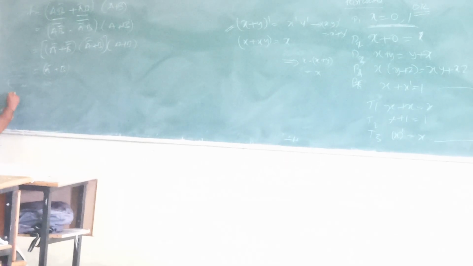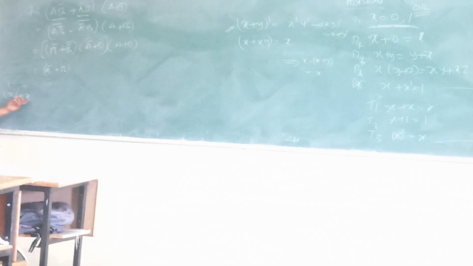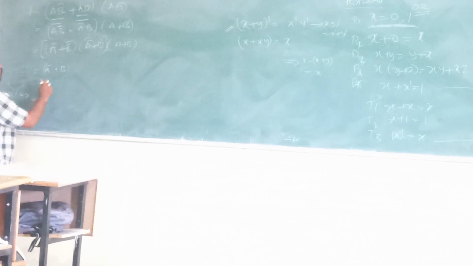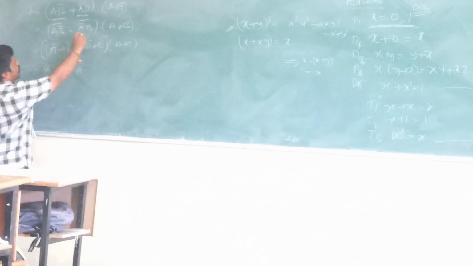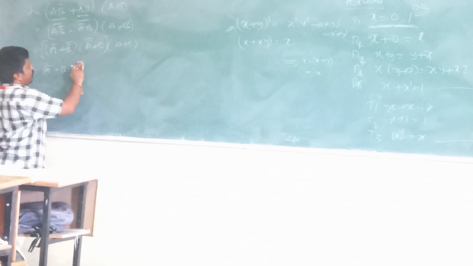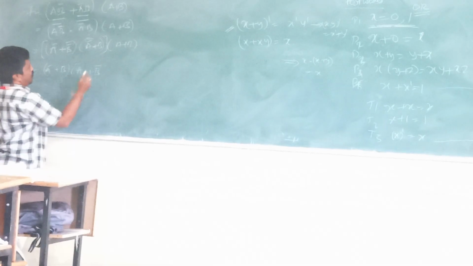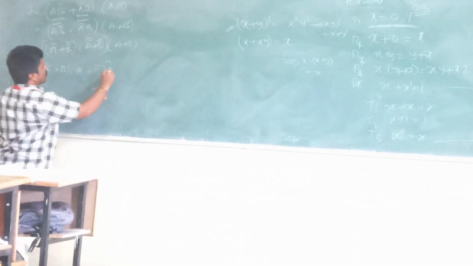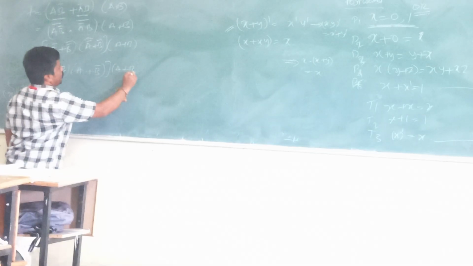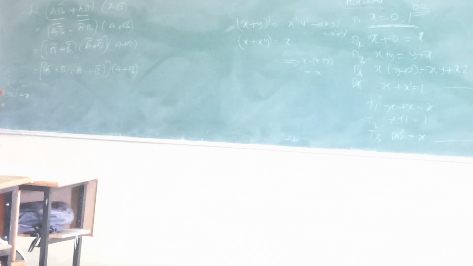The complement of the complement of a variable x is the same original variable x. x double dash is x; just use that formula. b double dash is b, and a double dash is a only, plus b' plus b'. Next is a plus b. Yes sir.